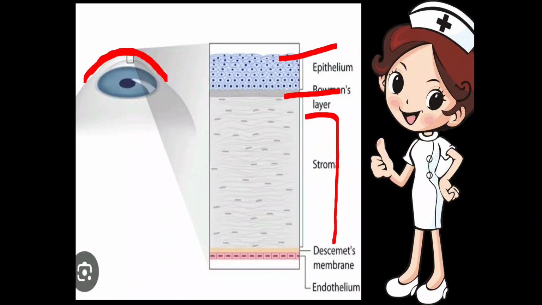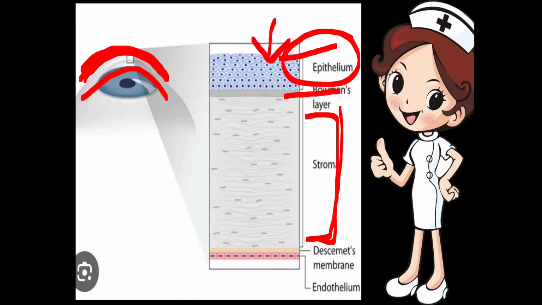Third one is the stroma layer, which is the largest layer, and next one is the Descemet's membrane, and the last one is the endothelium. So this one is the anterior surface of the cornea, and the back one is the posterior surface of the cornea. Anterior means which we can see, at the front side. So at the front side epithelium is present, and at the back side, at the end of the cornea, endothelium is present. That's why it is endothelium, because it is present at the end.